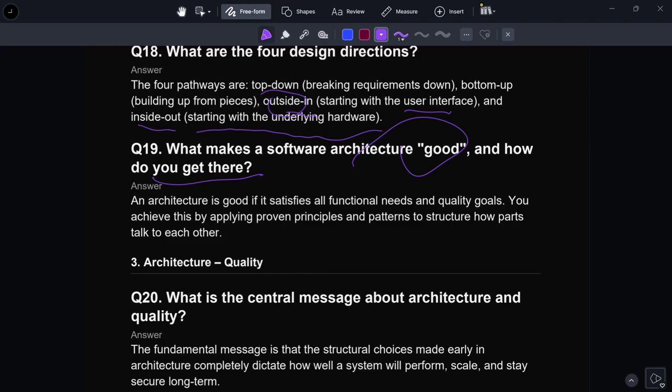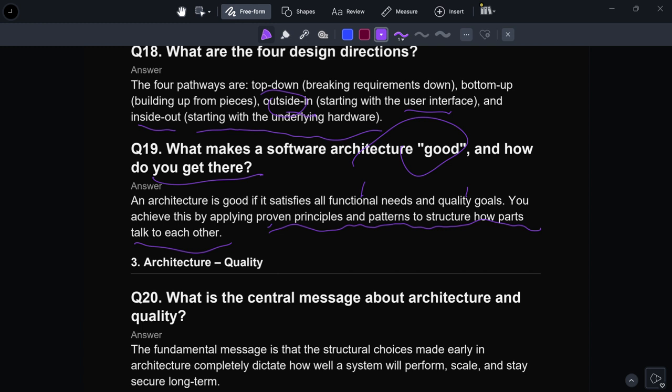Architecture is good if it satisfies all functional needs and quality goals, and you achieve this by applying proven principles and patterns to structure how parts talk to each other. Meaning that it's good if it meets every functional requirement while simultaneously hitting all non-functional requirements, the quality goals. You achieve this by successfully applying proven design principles and architectural patterns rather than just guessing from scratch.